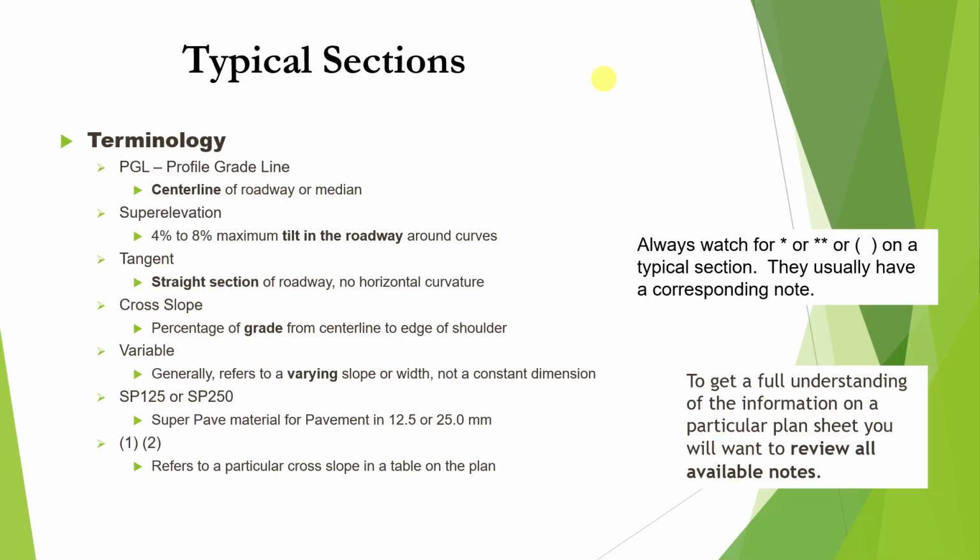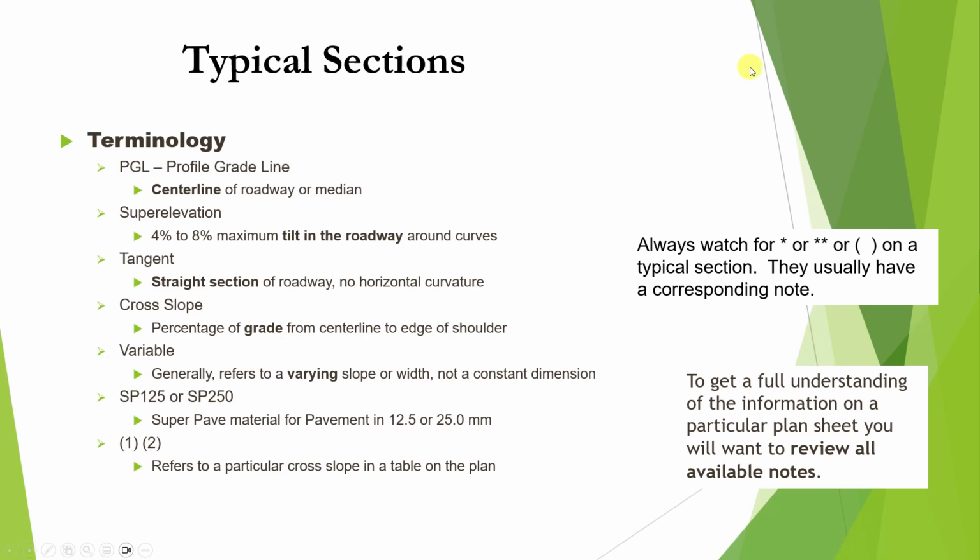A variable generally refers to varying slopes or widths, not consistent dimension, and that's why they'll put varies there. Sometimes it goes from like 3 to 1 slopes to 4 to 1 slopes in areas, and maybe back to 3 to 1. It just all depends how much right of way they got and how much of the in conditions that they want to see out there. So sometimes they end up having to put vary in there.